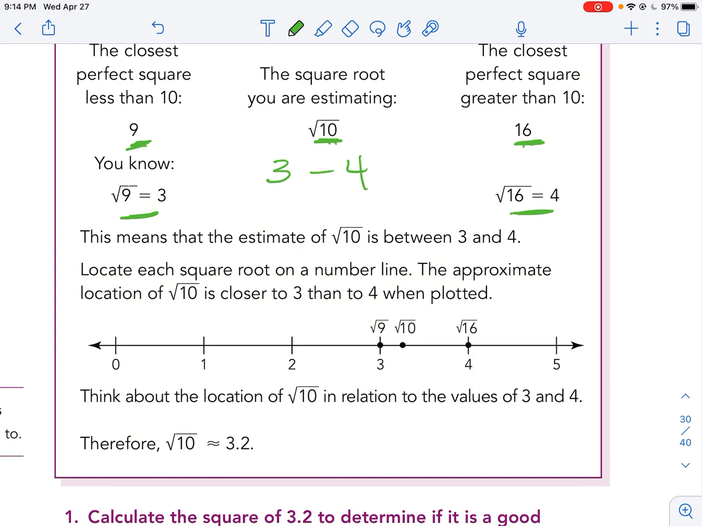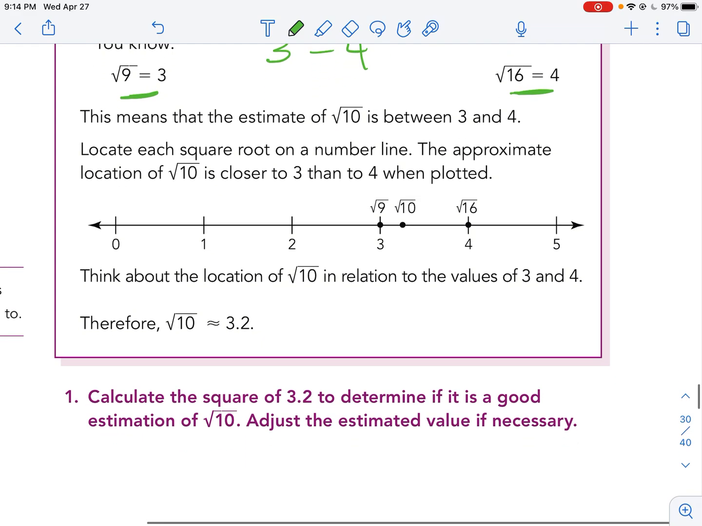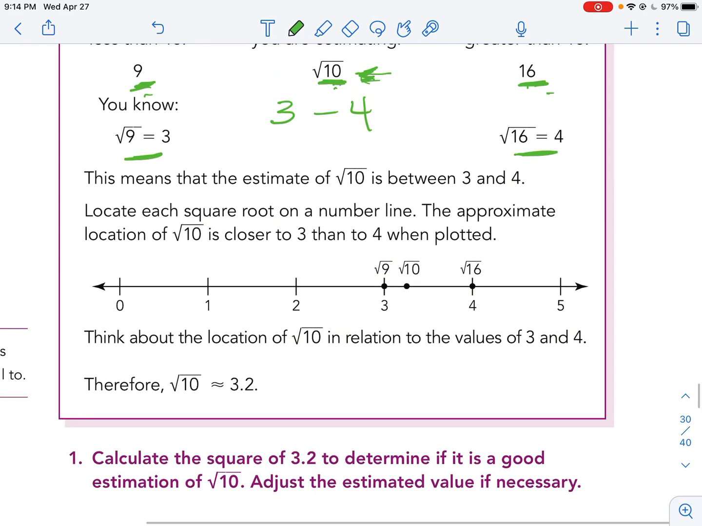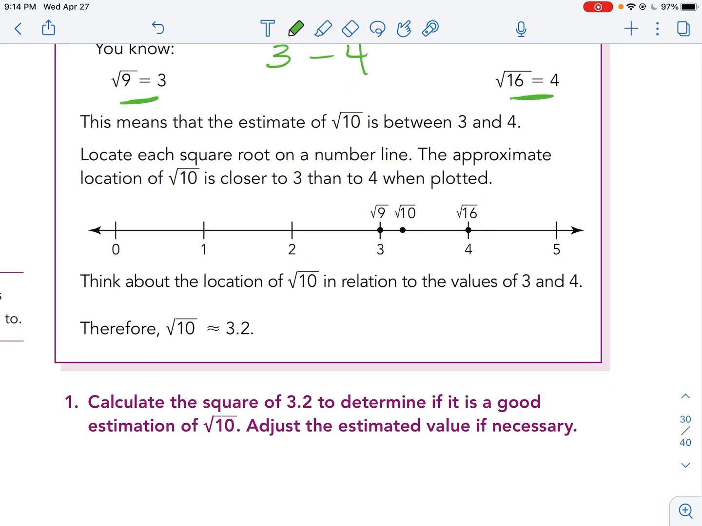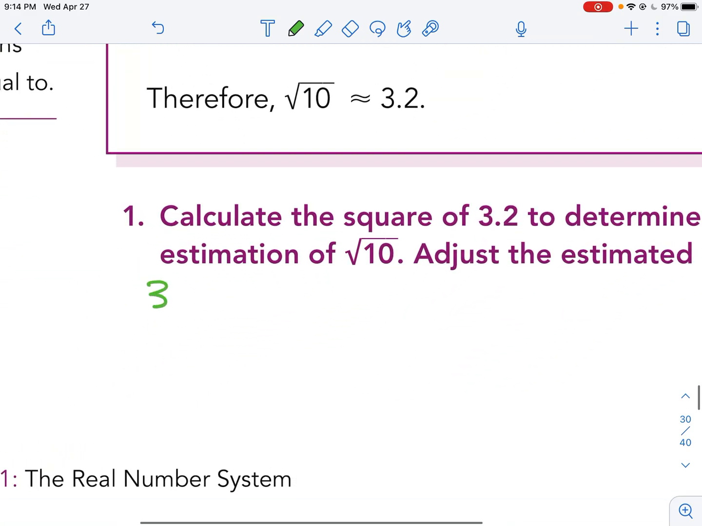Now, let's look at it. 9 to 10 is one number away, and 10 to 16 is 6. So this means it's going to be closer to the square root of 9. So think about the location of the square root of 10. Do you see how much closer 9 is to 10 than 10 is to 16? Now, they already tell you it's 3.2.